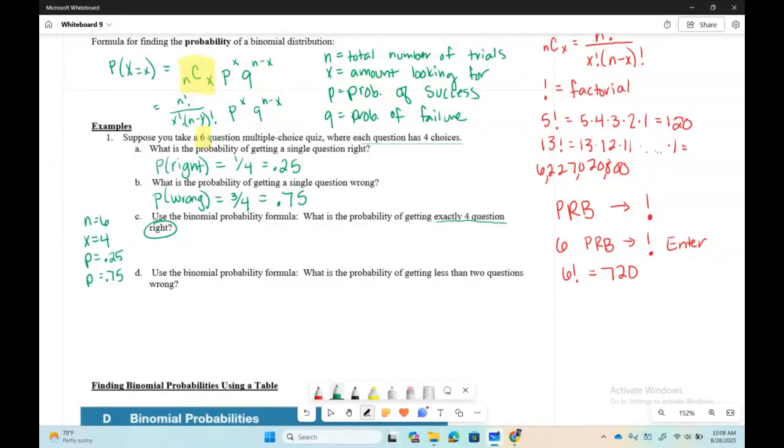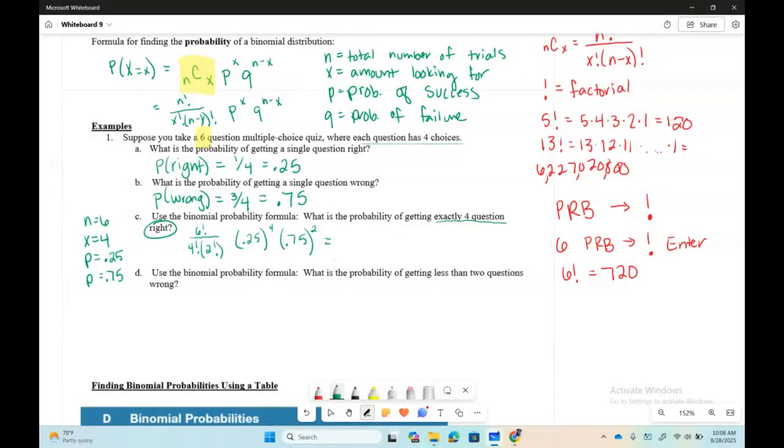Now I'm going to use this formula. It's going to look like n factorial, so that's 6 factorial, divided by x factorial, which is 4, times n minus x, so 6 minus 4 is 2. That's going to get multiplied by p to the power of x, and that will get multiplied by q to the power of n minus x, so that's a 2.